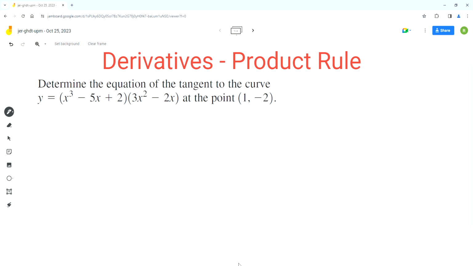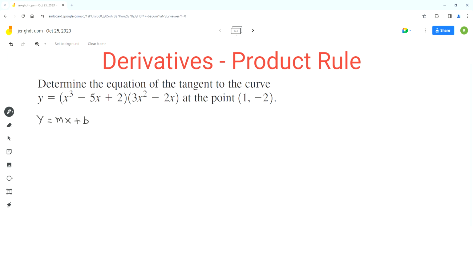Now we know that the tangent is a straight line. So the general equation of a straight line is y equals mx plus b. In order to find the equation of the tangent, we need to find the m value, which is the slope, and the b value, which is the y-intercept. We can find the slope of the tangent by finding the derivative of the equation of the curve.